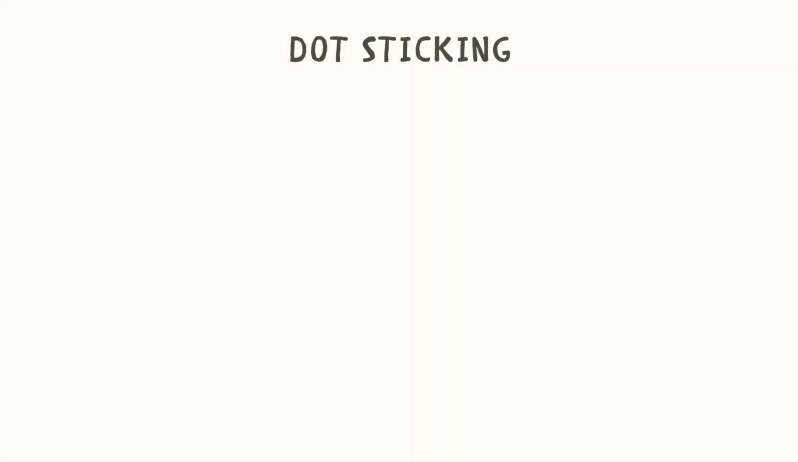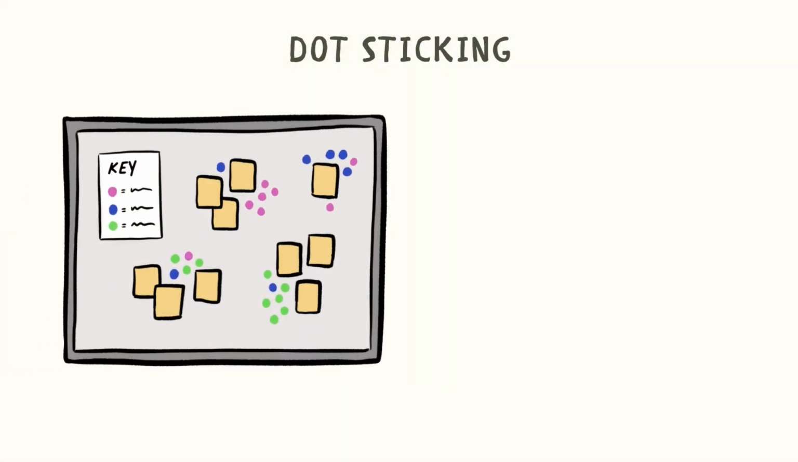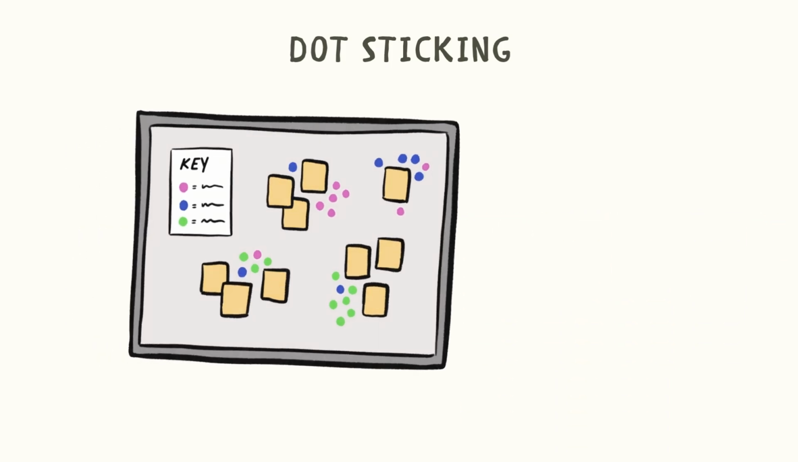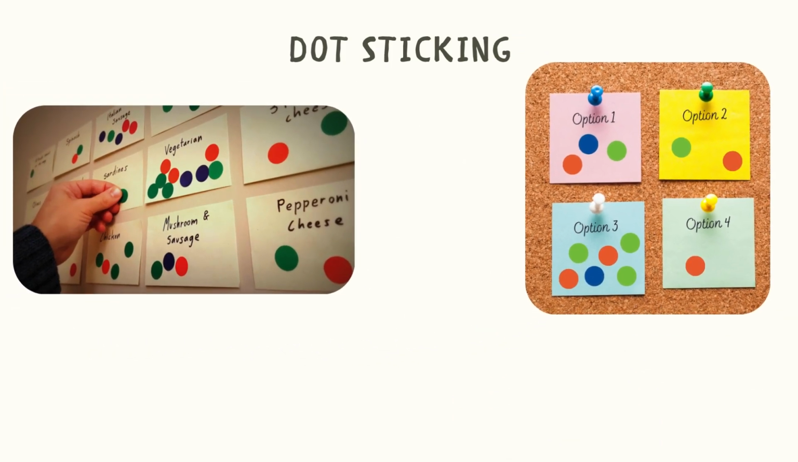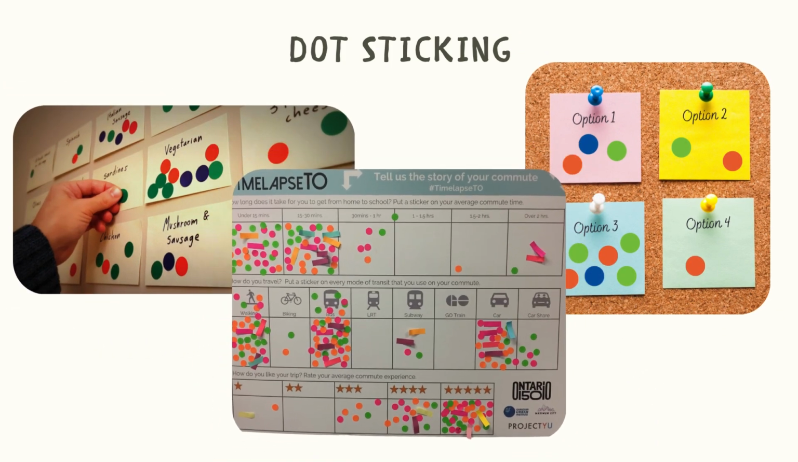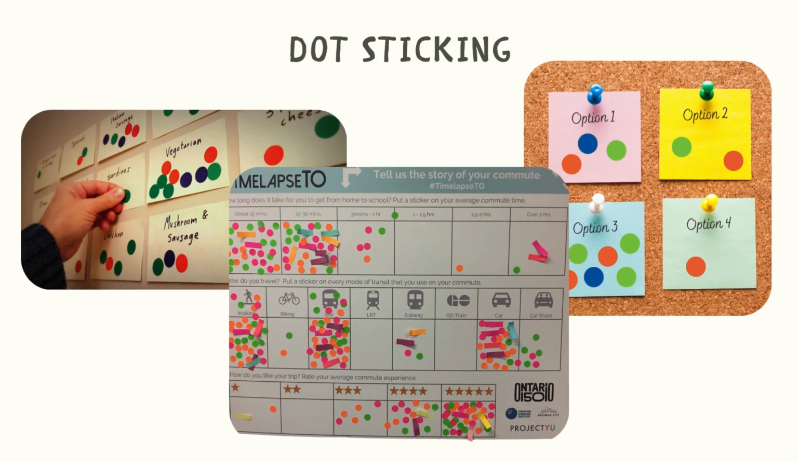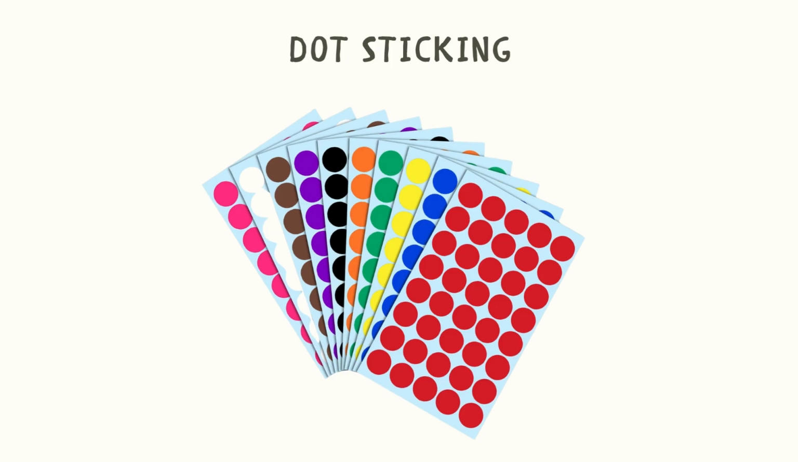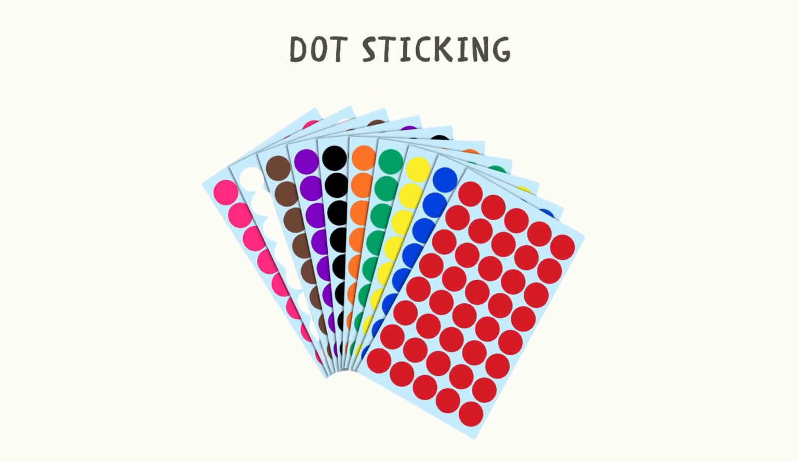Now let's move on to the second method, dot sticking. This technique is especially useful for prioritizing ideas and visually capturing participant preferences in a quick and effective way. In this method, various ideas, product concepts, solution alternatives, or features are written or visually presented on a surface, typically a board or a poster. Each participant is given a limited number of colored dot stickers. They are asked to place their dots on the ideas they prefer or support the most.